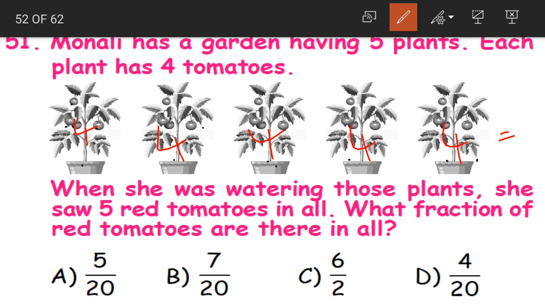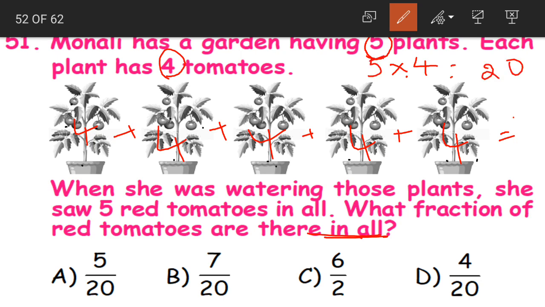Now what will be the total number of tomatoes? Okay, we can do it in two ways. We can add all these 4s together, or simply number of plants 5 into the number of tomatoes in each plant. 5 fours are 20. Yes children, so Monali has 20 tomatoes in all. This will be our denominator. This is the total. And what did she do? She saw 5 red tomatoes. How many red tomatoes? 5.